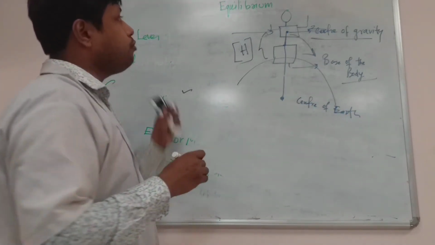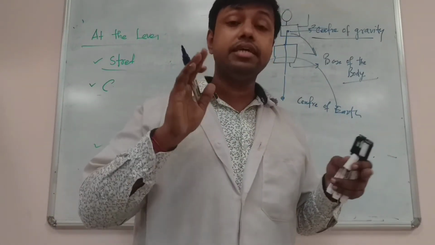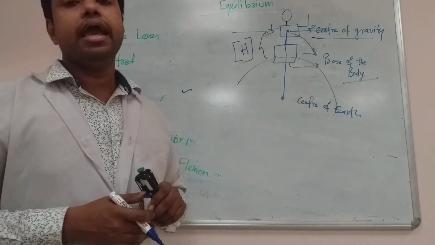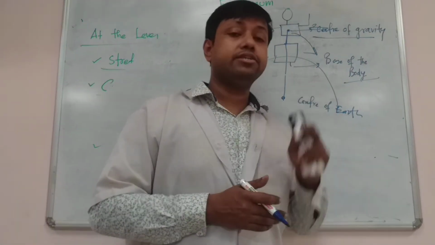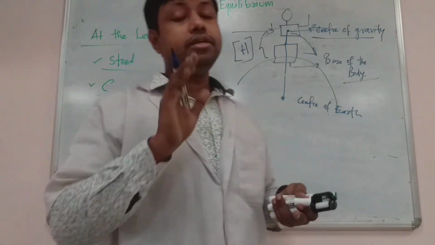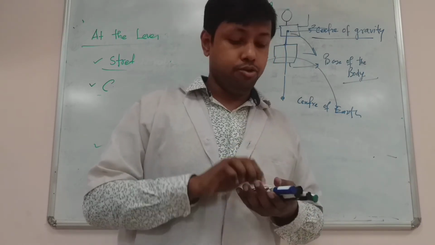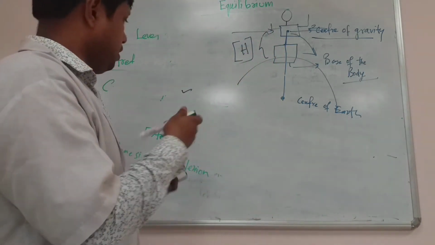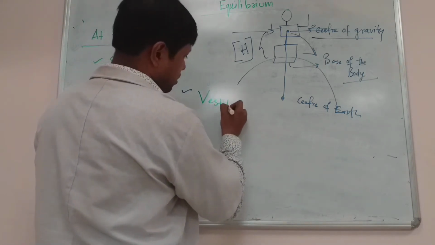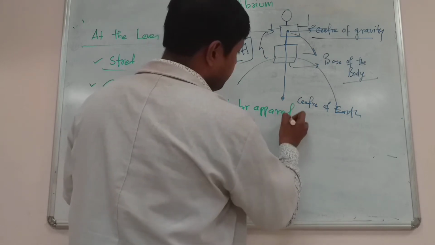Now let's see how equilibrium is maintained. Equilibrium is very much related to posture. There are various structures of the CNS that play an important role in maintenance of equilibrium, and like posture, various structures of the brain also play an important role. You should know three important structures that play an important role in maintenance of equilibrium. What are those? Number 1 is vestibular apparatus. So vestibular apparatus plays an important role in maintenance of equilibrium.